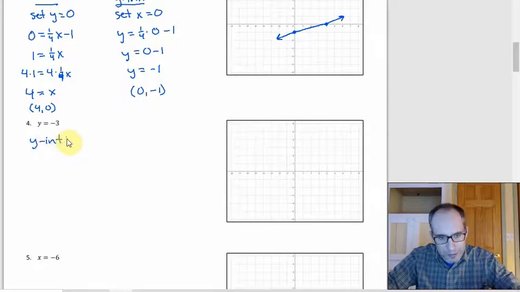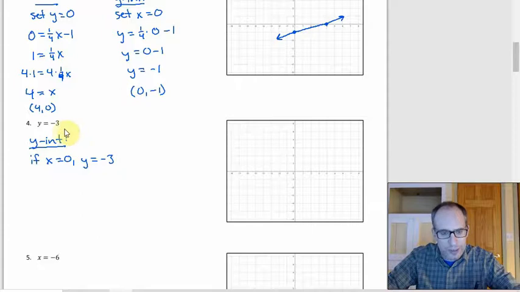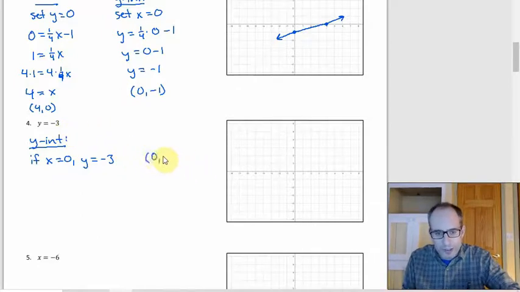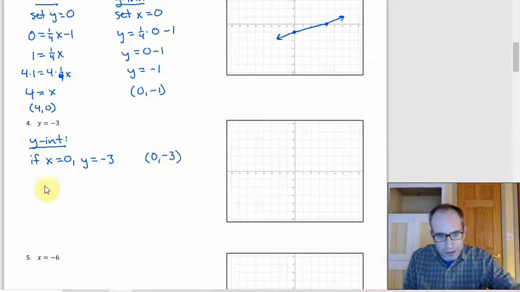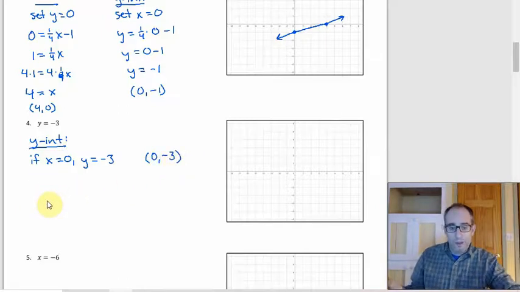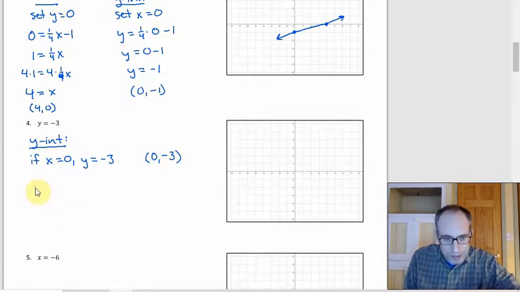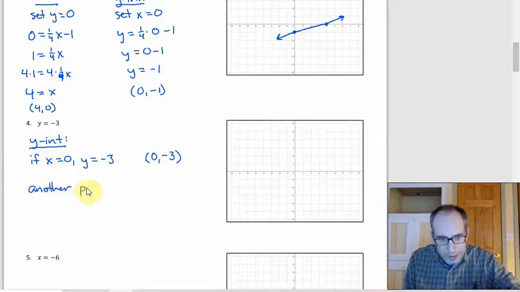And we could say for the y-intercept, just that if x equals 0, y is negative 3. Because according to this equation, y is always negative 3. So that's going to give us 1 point, 0, negative 3. And we're still going to need another point, right? It's a line. We're supposed to have 2 points to draw the line, at least. So for another point, I guess you can just pick whatever x value you want. I picked 2.